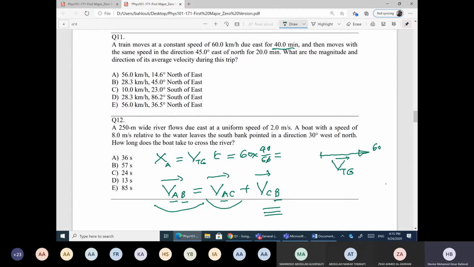Then this train moves, okay, with the speed at 45 degrees east of north. Let's do it this way. It moves like this, with the velocity of the train with respect to the ground, here for t equal to 20 minutes. Then it's here, at this point. In which direction does it move? It moves at an angle of 45 degrees east of north. You go in the north direction and then go east of it by 45 degrees. So that I don't go off the page, I'll draw it like this. So that's 45 degrees east of north for 20 minutes.